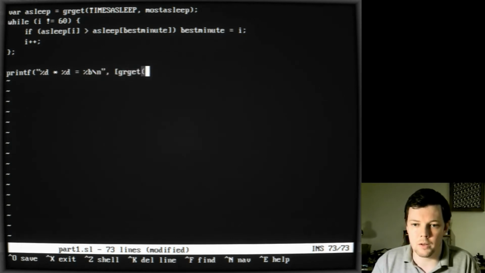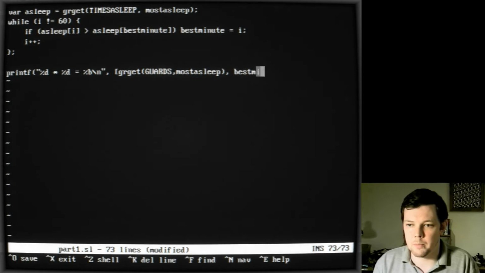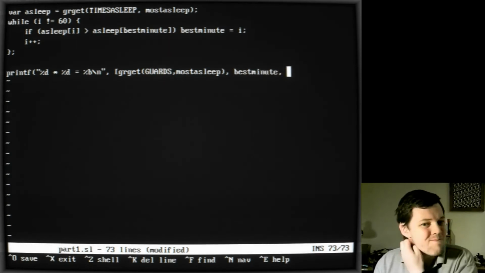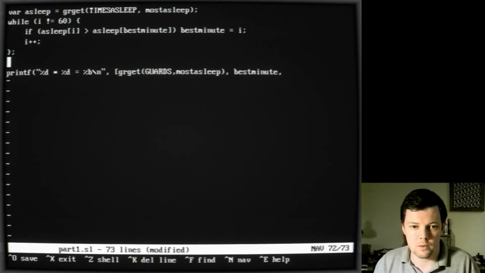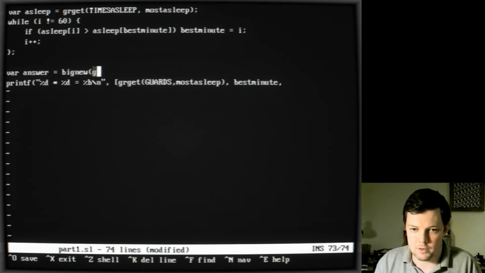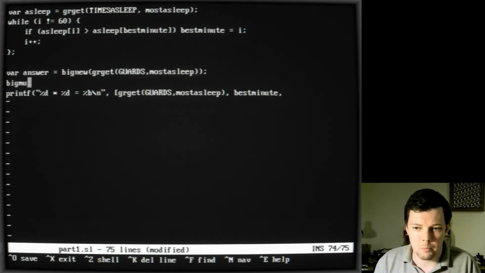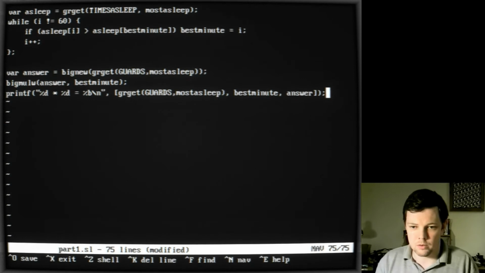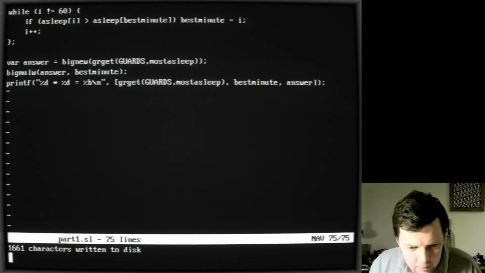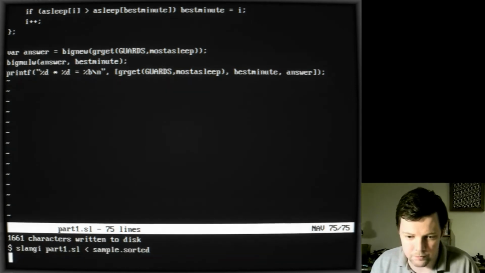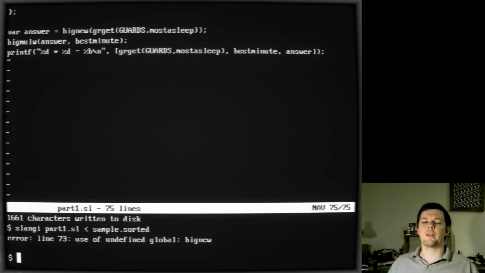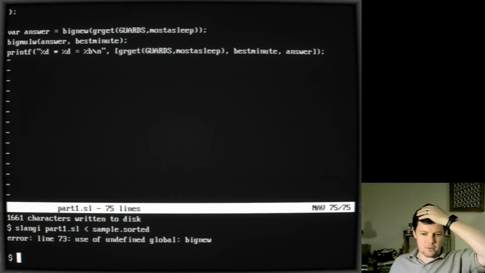So this one should be, answer is simply the guard number multiplied by the minute number. Let's try that on the sample then. Ah, darn. If you're using big ints, yeah, the interpreter still doesn't have a way for me to use big ints. Or does it?